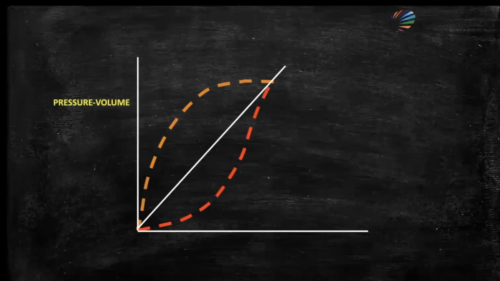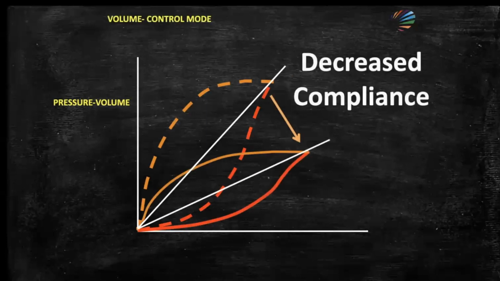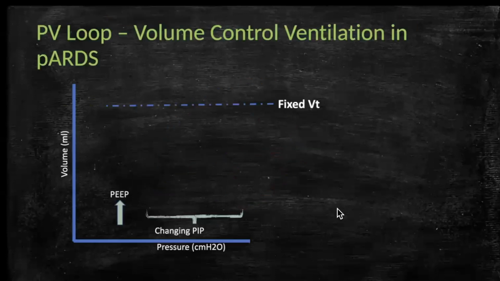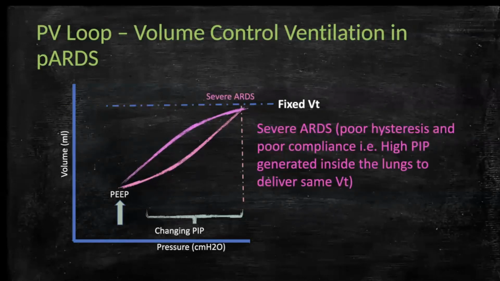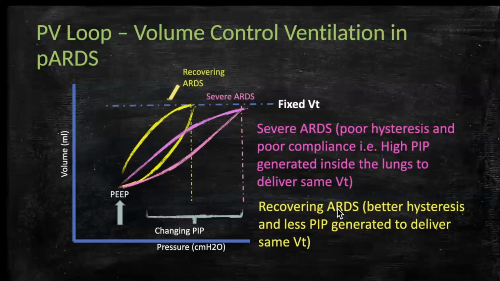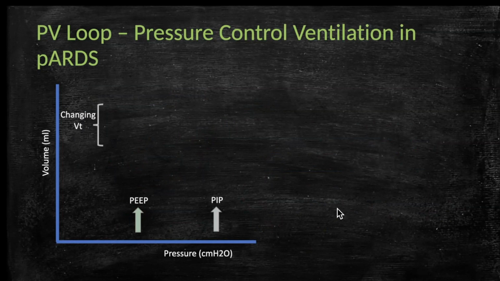The PV loop in volume control mode looks like this in a normal lung, and when the lung compliance is poor, it deviates towards the x-axis. We all know this. In volume control mode, if the compliance is poor, the PIP or P plateau will be high and it will be more bending towards the x-axis. And as the compliance is improving, the PIP goes on reducing and the angle goes on becoming better and better. In pressure control mode, you cannot really assess the compliance, because as I said, the pressure is fixed. The pressure is achieved within a few milliseconds and it remains the same.